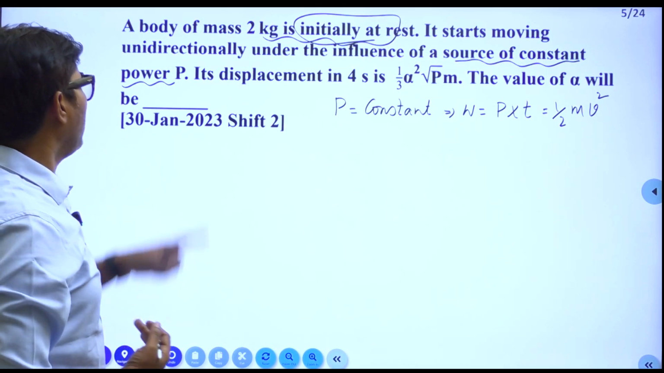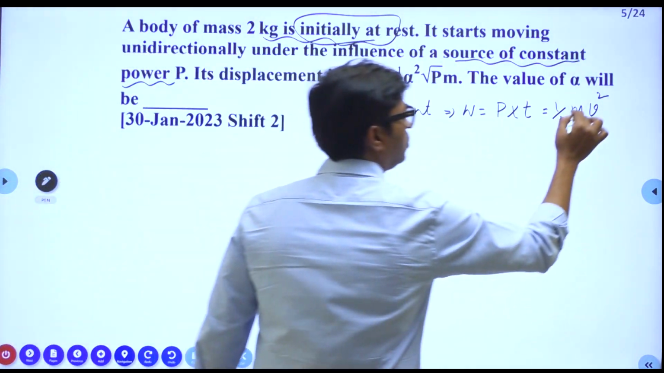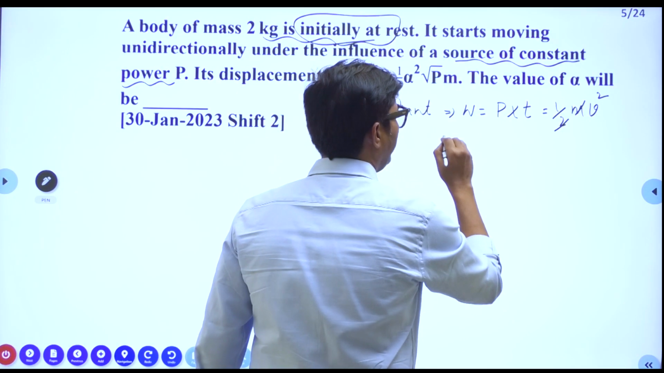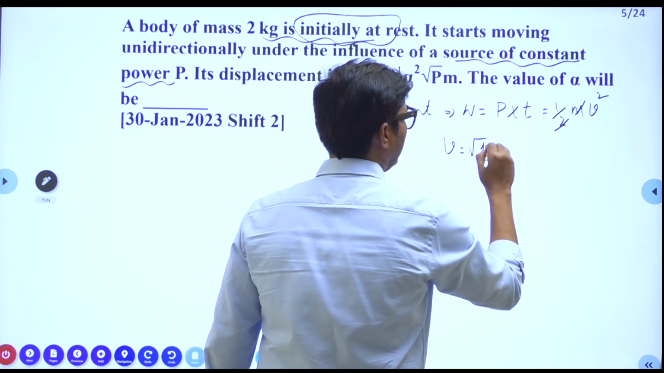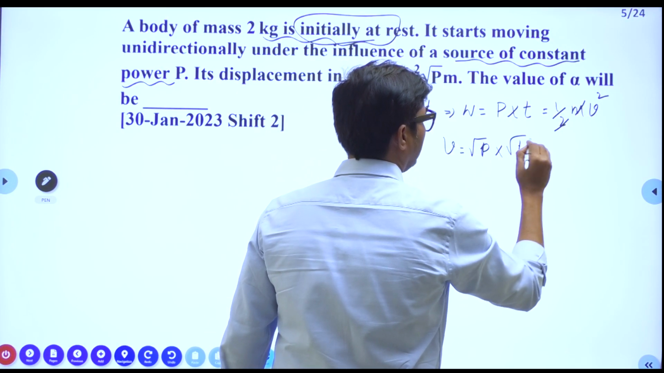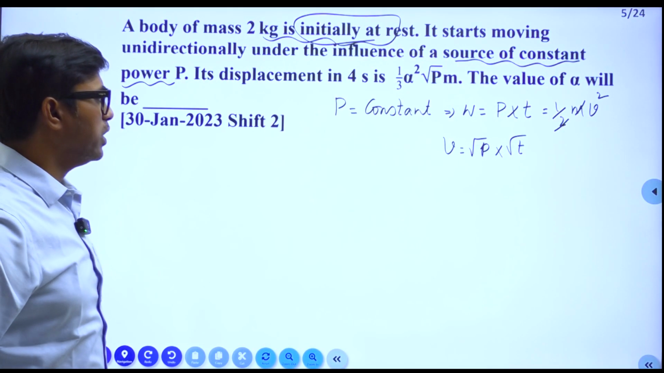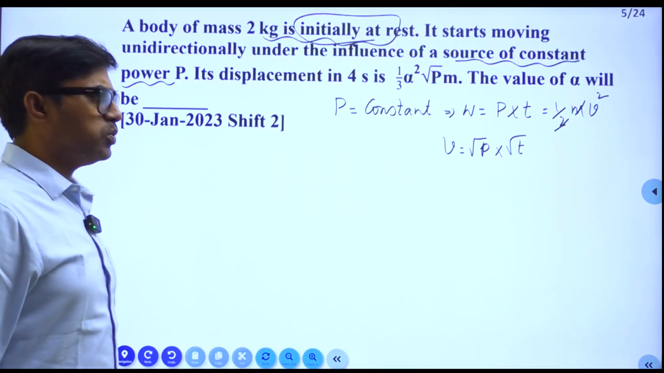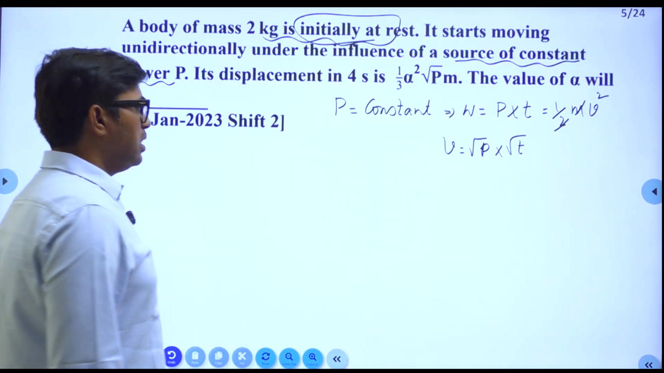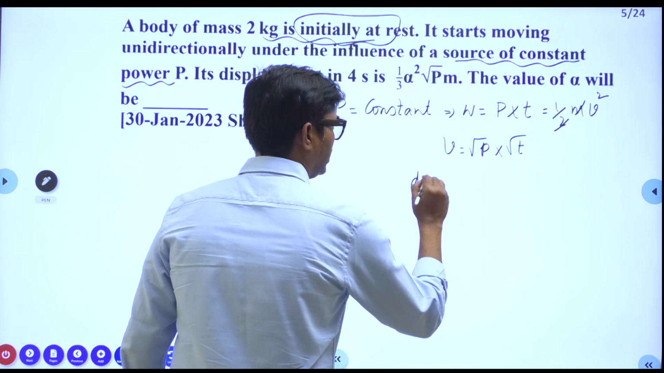So that's what I have. Mass is 2 kg, so 2 gets cancelled. I'll get v equal to root P into root t. Root P is constant, root t is variable there. So we got velocity as a function of time. But I need the displacement. So once I have velocity, displacement is easy. You need to do integration.